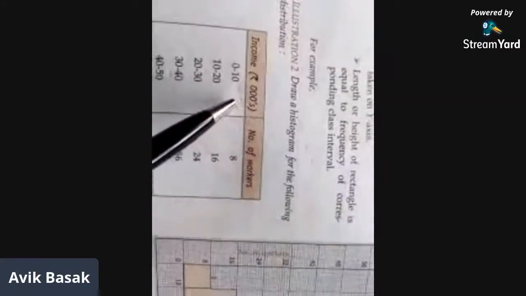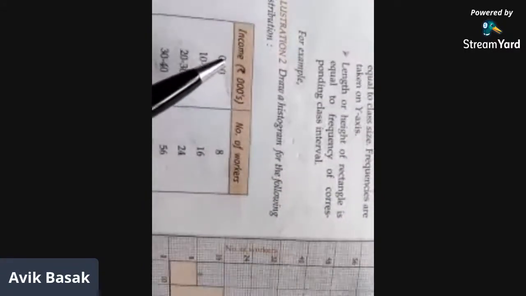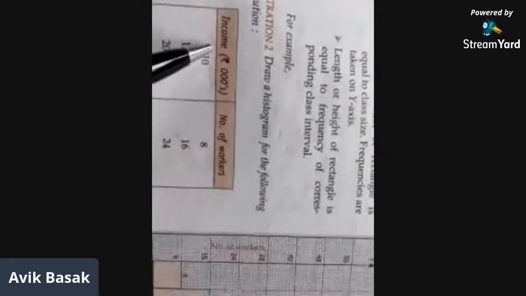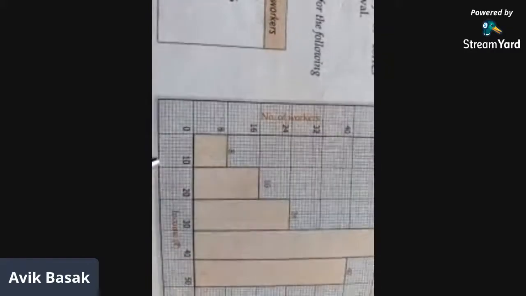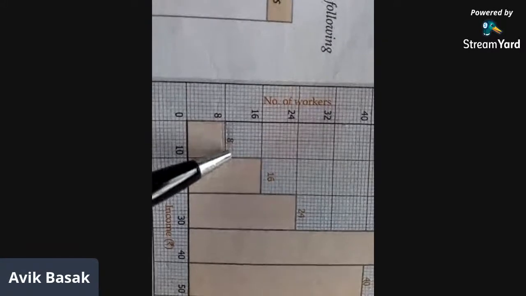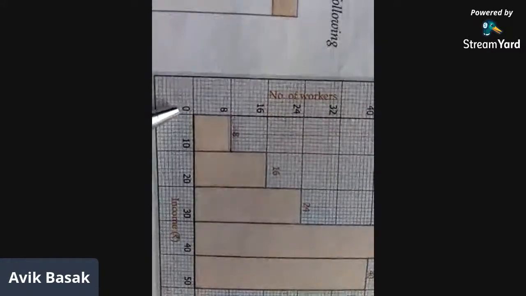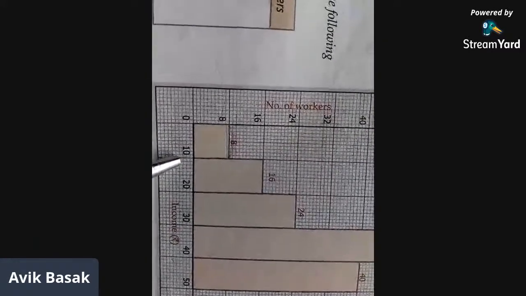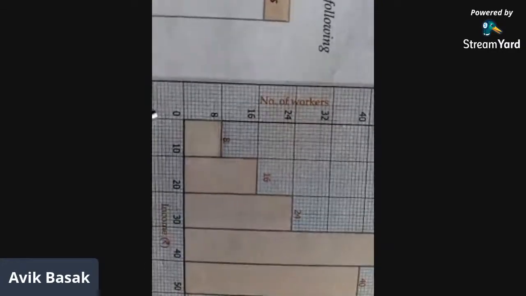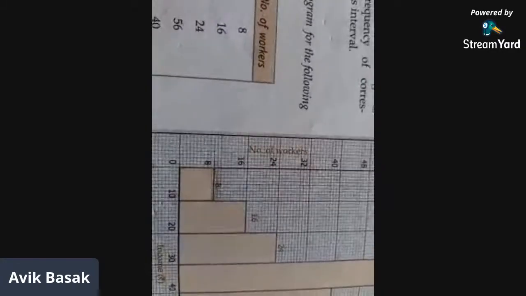So how many workers are getting income between 0 to 10? 8 workers. So see students, since it is starting from 0, we are taking it from 0 only. So we have marked 8 workers at 0. So this 0 to 10,000 income, how many people are getting? 8 workers. This is the square. This much people are getting 0 to 10,000 income.